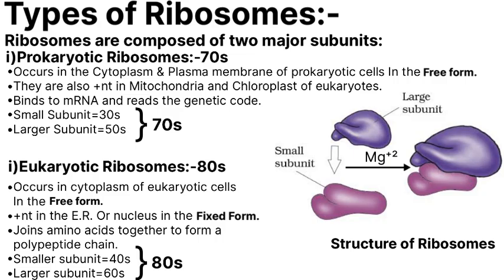Then the 80S ribosomes are again composed of a smaller and a larger subunit. The smaller one is 40S and the larger one is 60S, where 8 is an even number in the interval of 10, which you can see in their subunits too. Okay, wait, let me repeat it again for you.